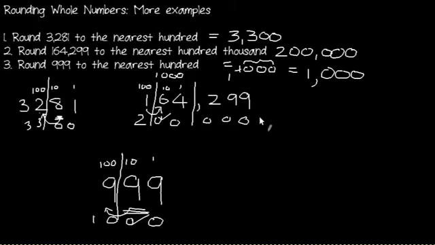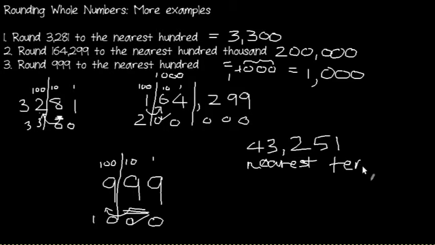Well, you know, let's try one more. Okay, let's say 45. No, let's change that. Instead of 45, we're going to make it 43,251 to the nearest 10,000.